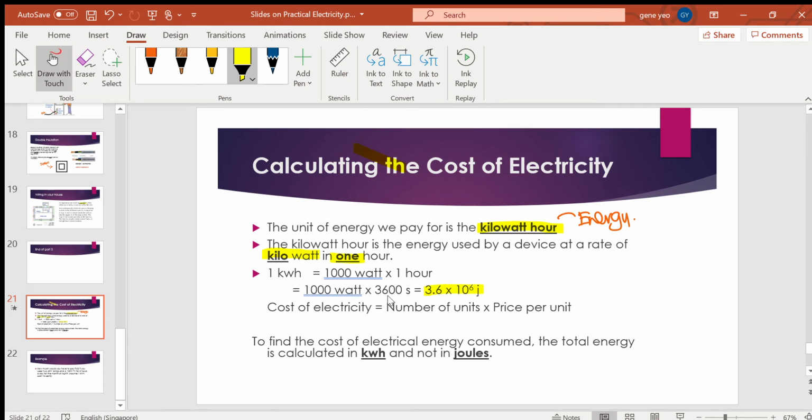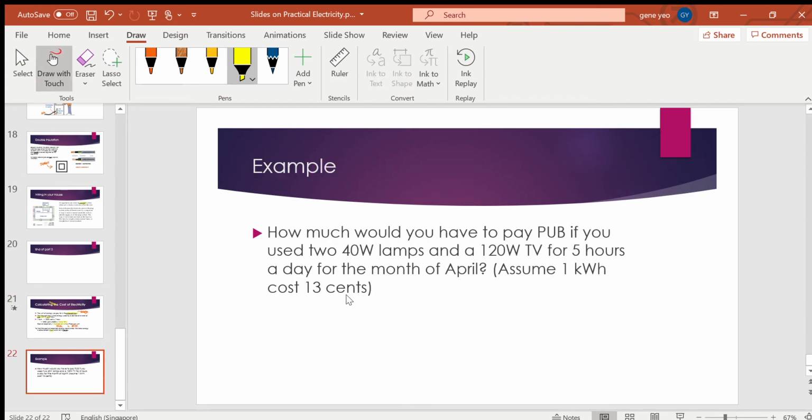And how we calculate the cost is that we take the units, which in this case is the kilowatt hour, multiplied by the price per unit. So it's about 20 cents per unit. Remember, if you want to calculate the cost of electricity, the energy we use is in kilowatt hour, not joules. Let me show you an example of how we do that.